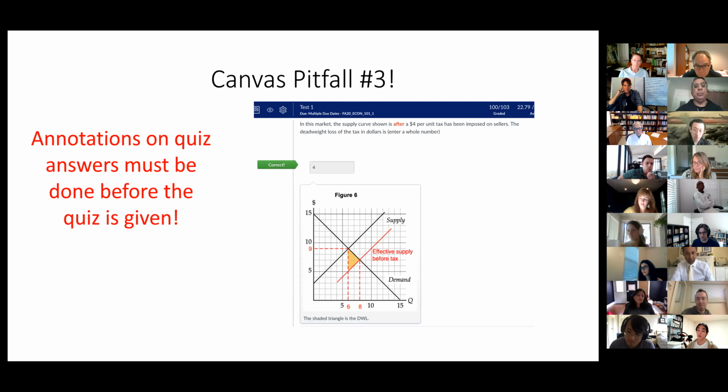But no, in Canvas, if you put in the explanations after the test has been taken, they will not show up. One student who was ill and took the test later is the only person who can see my annotations, because he took it after the rest of the class. So please remember that any annotations on your quiz answers have to be done before the quiz is given. These are the 3 pitfalls I've fallen into, one of which Elena is going to help me never fall into again. So that's it for me.